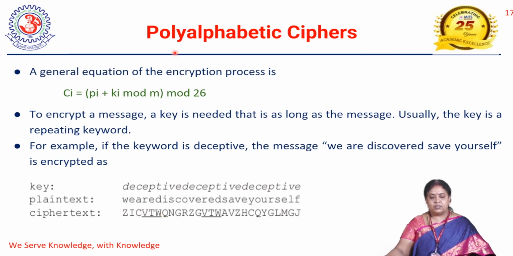This we call a polyalphabetic cipher. Hope you understood the difference. Monoalphabetic means the same letter will be substituted. For example, once E is substituted by I, then whenever we have E, that is substituted by I only. But what happens here? E is substituted with I, and here E is substituted with D. Why? Because we make use of the key. That is called a polyalphabetic cipher.